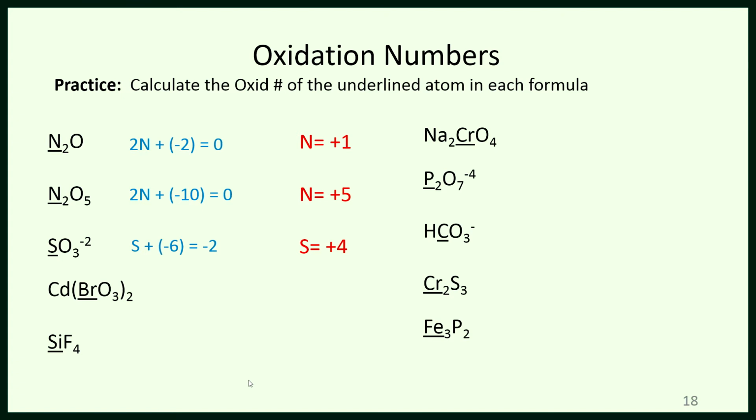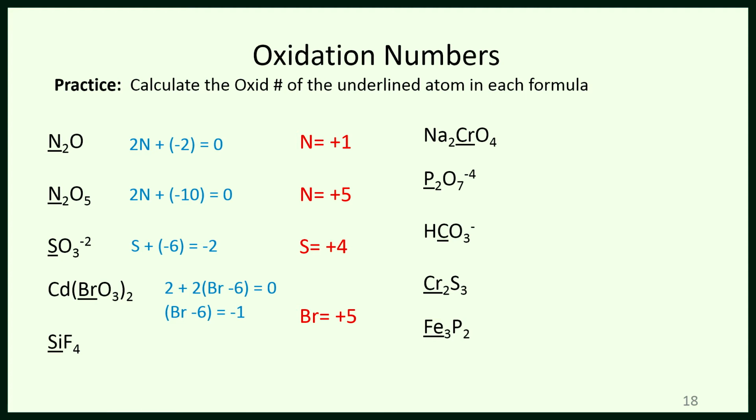Cadmium bromate is next. Now, cadmium is one of the elements that has a fixed oxidation number. It's always +2. So I'm going to write that in as +2 for cadmium, plus 2 times bromate in the brackets. Now notice there's a 2 after the bromate. That's the chemical way of multiplying a group. In math, we put the 2 in front, but in either case, it means 2 times whatever's in the brackets. Bromine is what we want to solve for. -6 is for the 3 oxygens, and that must equal 0, the total charge. If I rearrange the equation, I find that bromine is +5.